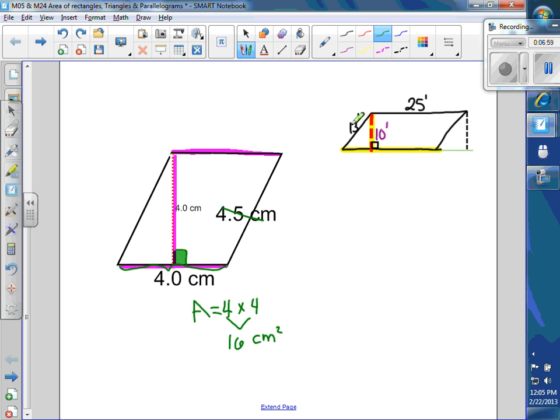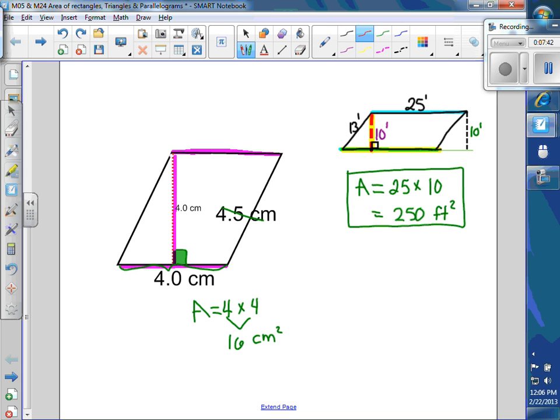So you have to look at all the numbers in your picture and decide which ones you need to use. So for area, you just need to use the base, which is this distance right here, 25, also the same down here. So the base is 25 and the height is 10. So our area is 250. And in this case, our units are feet, so we say feet squared. So that's the area of this parallelogram.